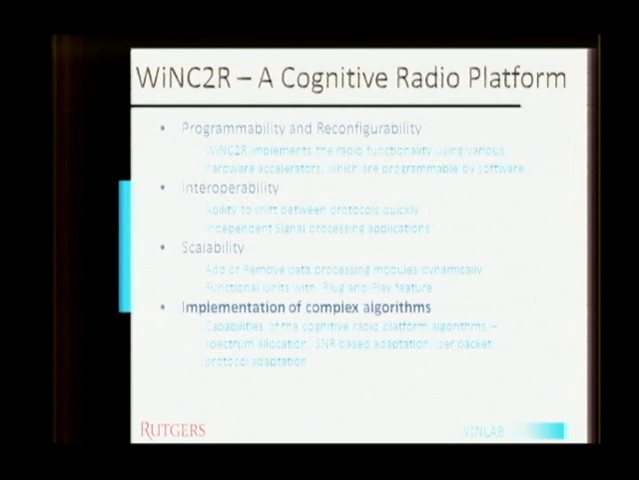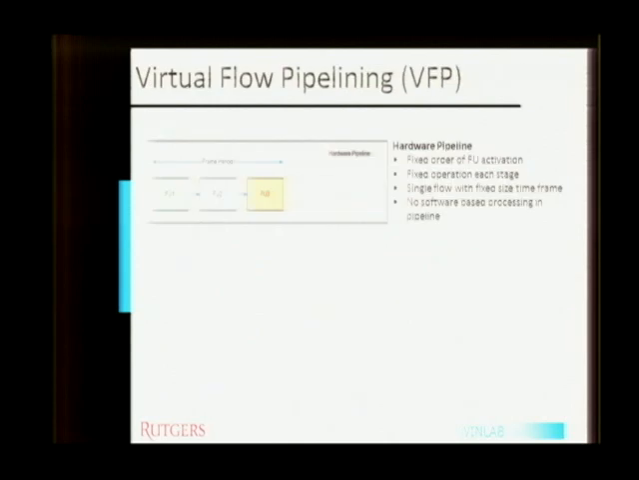And because of all these points, we are able to implement complex algorithms on this platform, something like spectrum allocation or SNR-based adaptation, even per packet protocol adaptation. So all these things are possible because of the virtual flow pipelining.